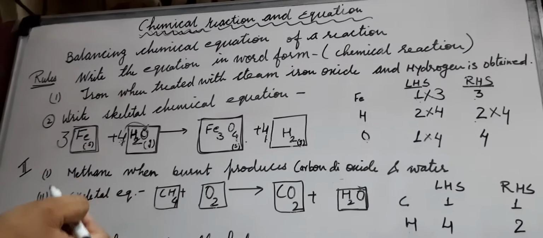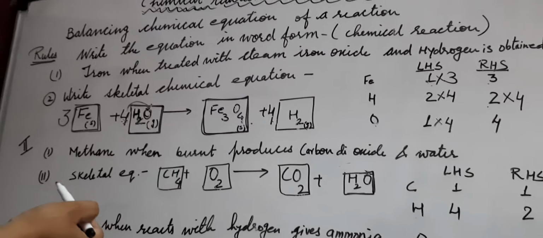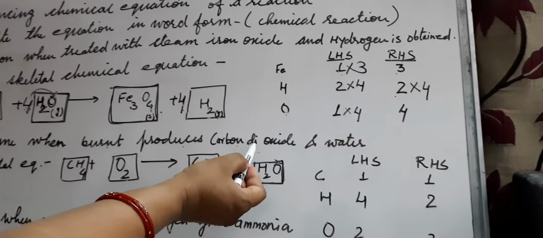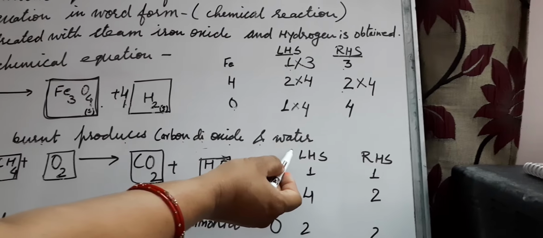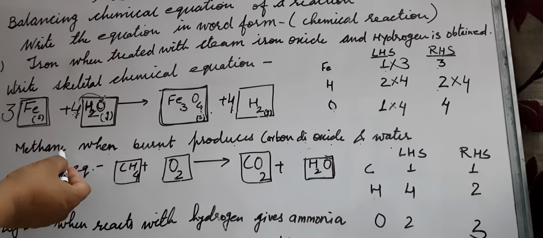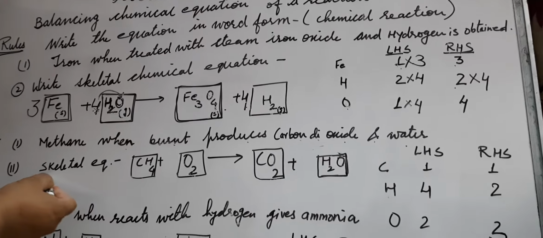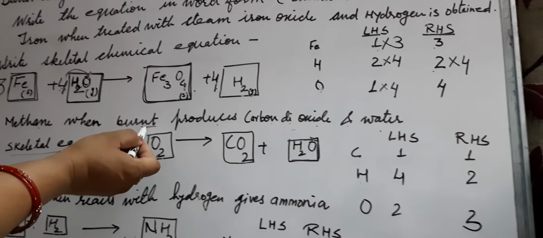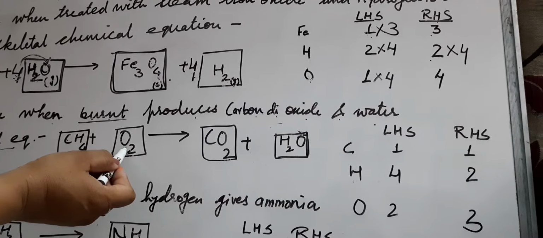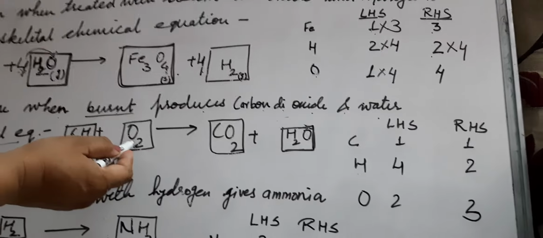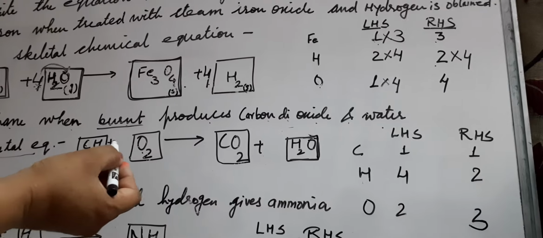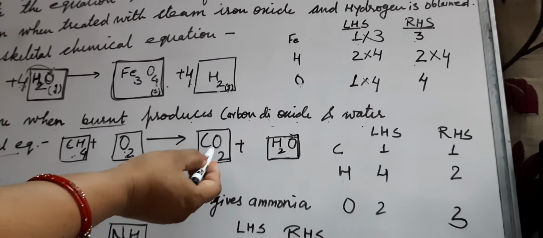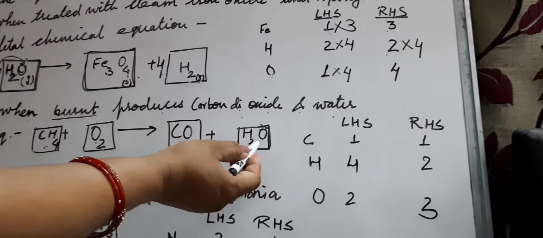Now I am taking one more equation, students, as an example for balancing. Methane, when burnt, produces carbon dioxide and water. You all are aware of the formula of methane, so we are writing the skeletal equation now. CH4, this is methane. When burnt means in the presence of oxygen, because burning takes place in the presence of oxygen only. So this methane reacts with oxygen to give carbon dioxide and water.